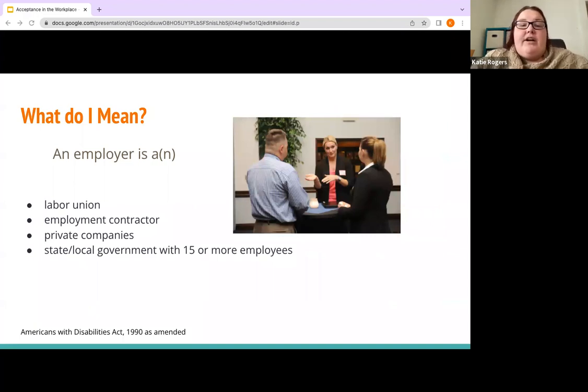And an employer is a covered entity. And so the ADA requires covered entities like labor unions, employment contractors, private companies, and state and local governments with 15 or more employees to provide reasonable accommodations to a qualified individual so that they can perform the essential functions of their job. So that is the role of the employer.